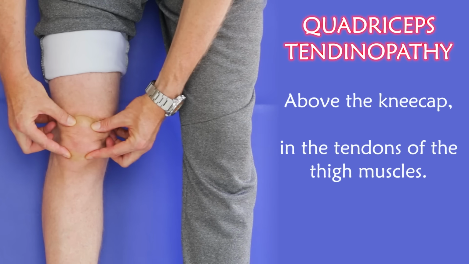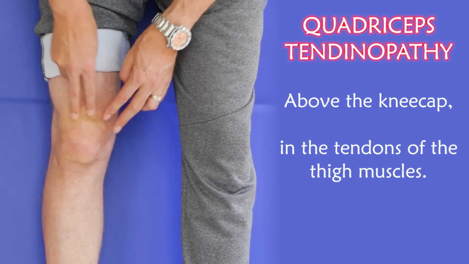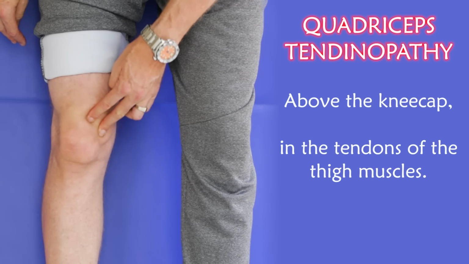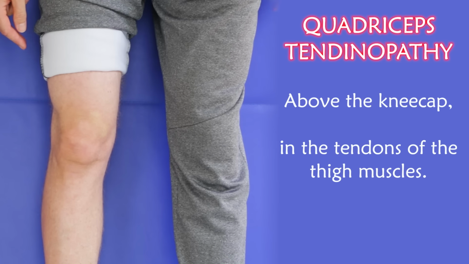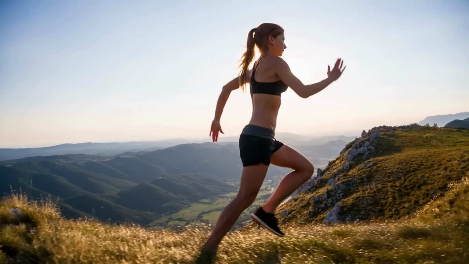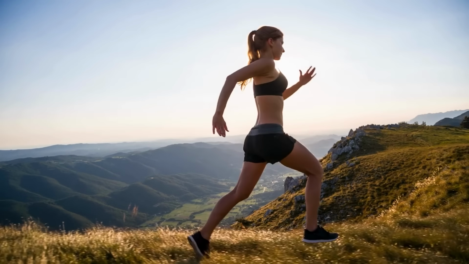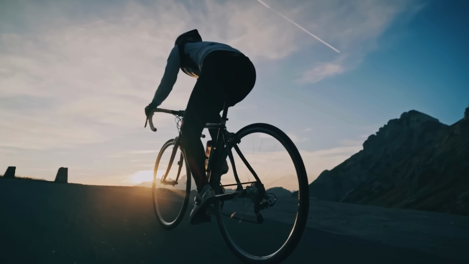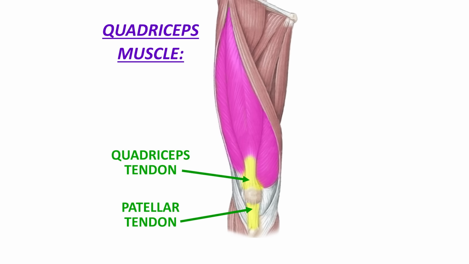Now, if your pain is just above the kneecap, in the tendons of the thigh muscle, then that's usually Quadriceps Tendinopathy. Both Patellar Tendinopathy and Quadriceps Tendinopathy tend to come from a sudden increase in exercise using the thigh muscles, like running or cycling. Both tendons are really just a continuation of the quad muscle on each side of your kneecap, so the treatment is the same for both.